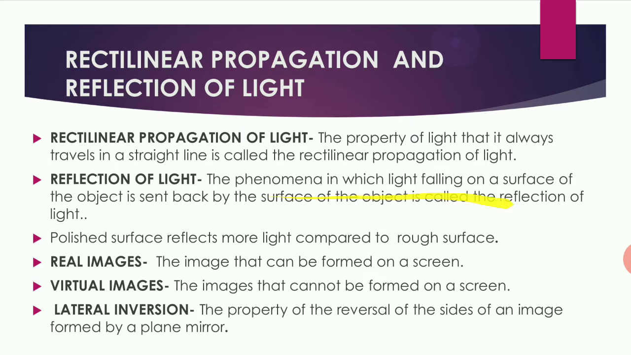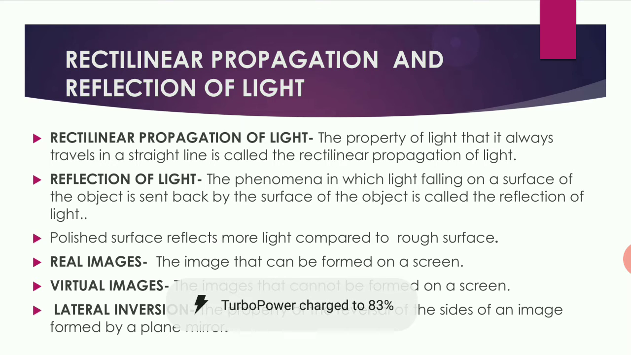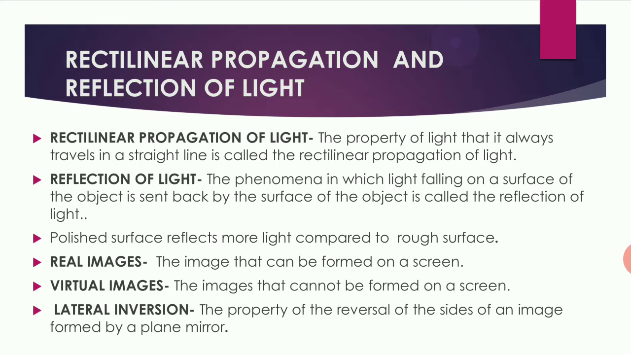The phenomenon in which the light falling on the surface of the object is sent back by the surface of the object is called reflection of light. Once again, I am repeating, the phenomenon in which the light falling on the surface of the object. Suppose we take a mirror, the light falls on the mirror and it is sent back. When it strikes that mirror, it is sent back by the surface of the object. So this is called reflection of light. Polished surfaces reflect more light as compared to rough surfaces.